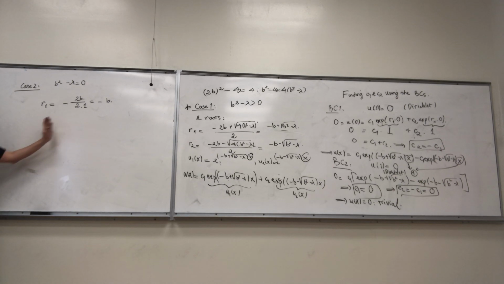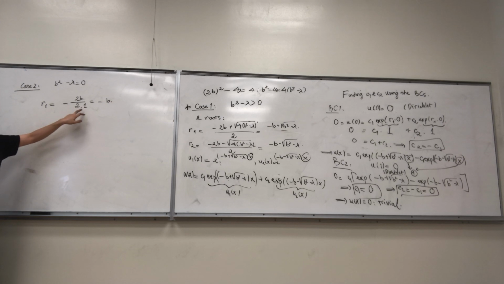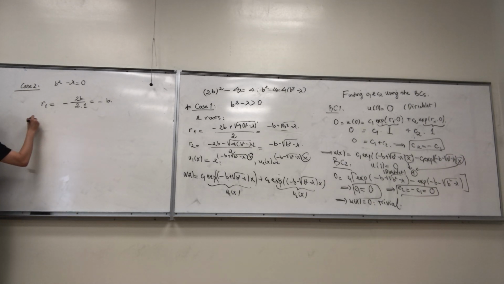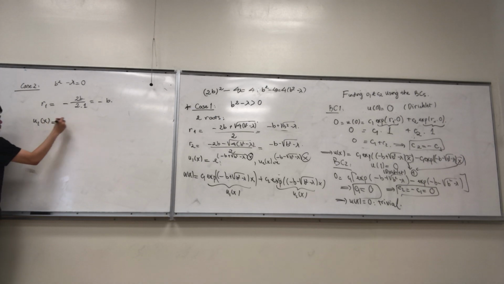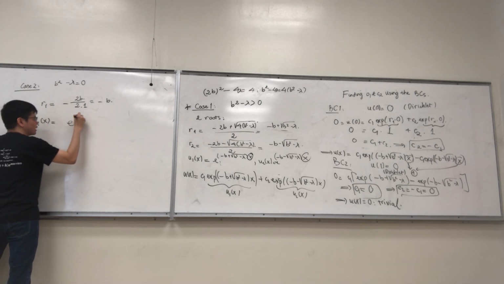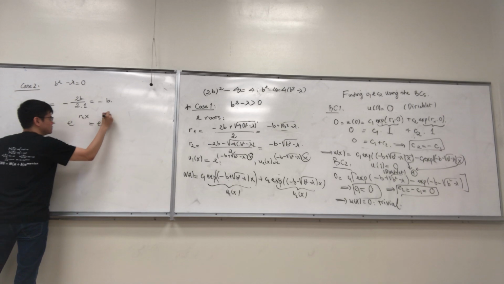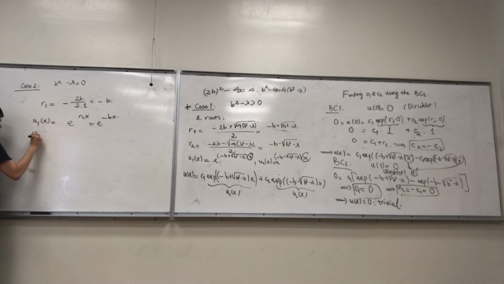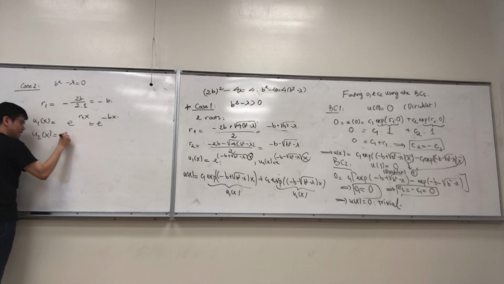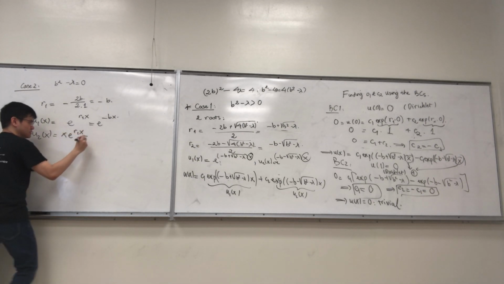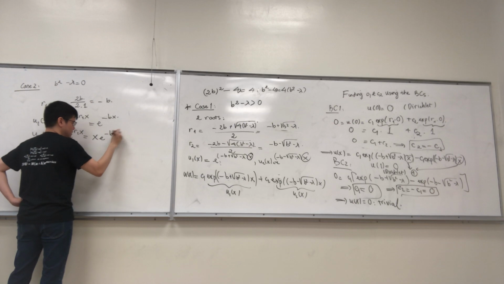So basically this is the double root, the repeated root. You have minus 2b over 2 times a, where 1 is the constant in front of r squared, right? So you have minus b. So in this case, u1 of x will be e to the r1 x, so this gives you e to the minus bx. And u2 of x will be x times e to the r1 x, so this is x e to the power minus bx.